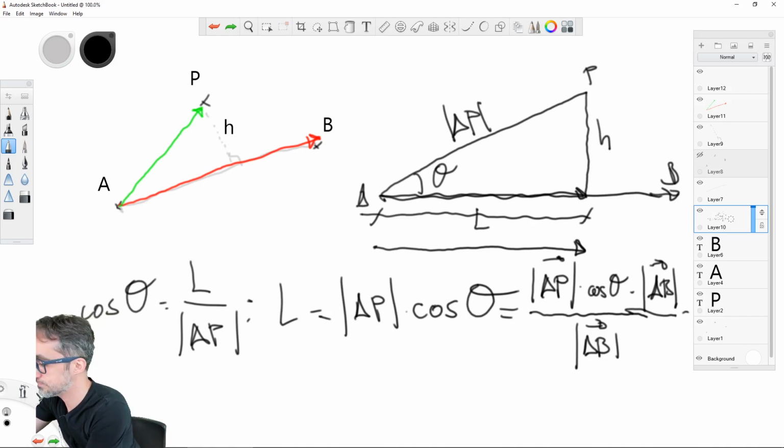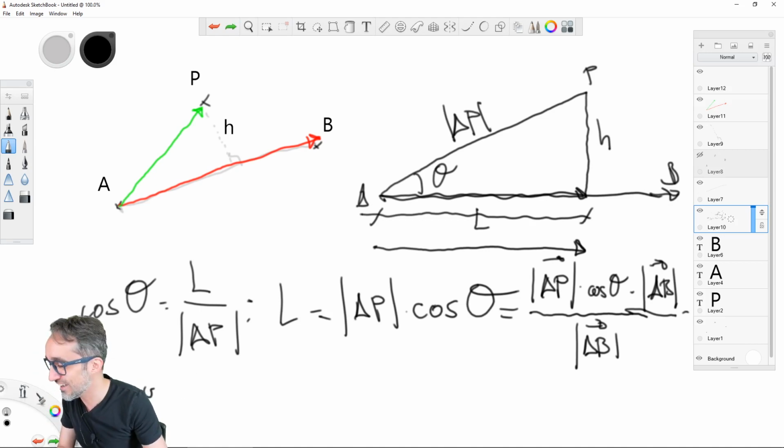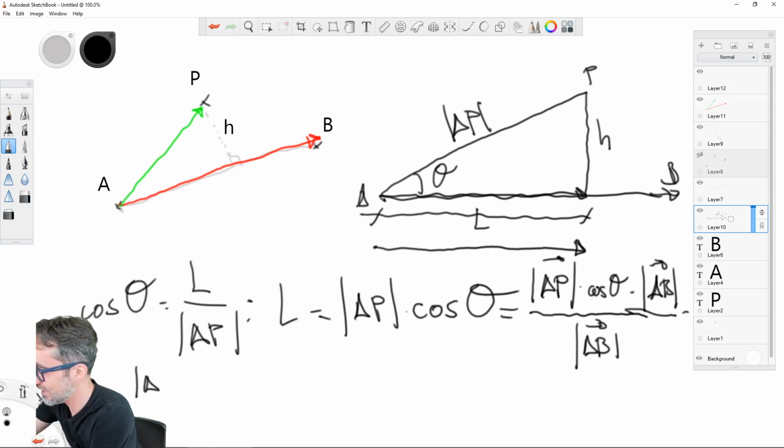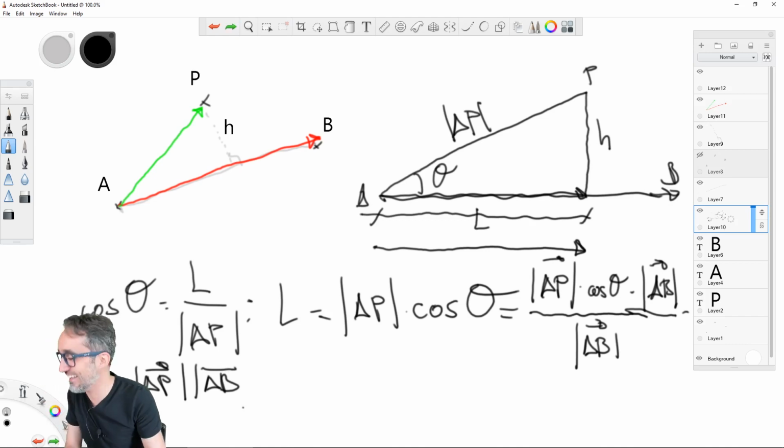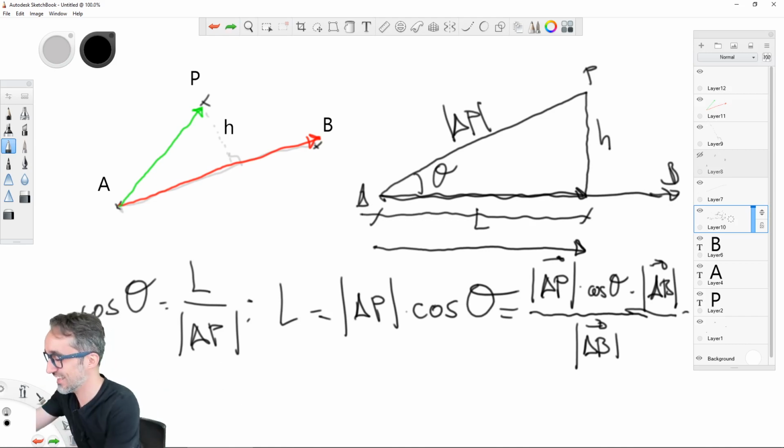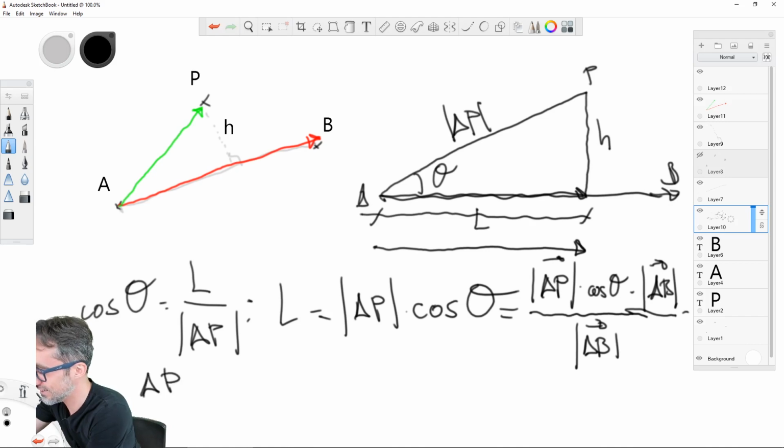this length here is going to be equal to the dot product of u times v divided by, oh sorry, I'm messing it up again. It's going to be equal to the vector AP dot product the vector AB, divided by the length of the vector AB.